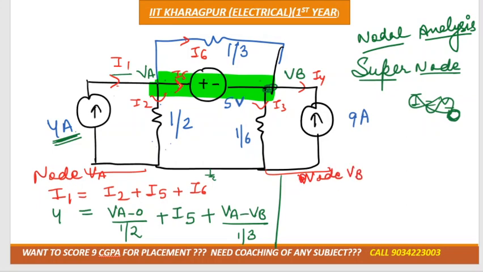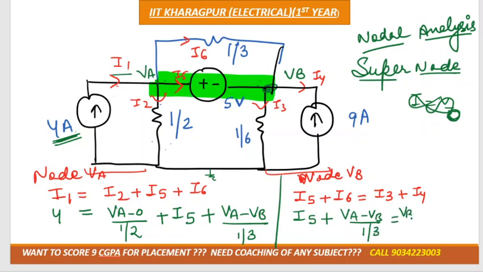For node VB, how much is the incoming current? I5 and I6 are the incoming current. I5 plus I6 would be equal to I3 plus I4. Correct? Again, I5 is a supernode current, so we'll write down I5 as it is. I6 is VA to VB, so that would be VA minus VB divided by 1 by 3. I3 is over 1 by 6, and I4 direction is... and the 9 ampere direction, are both the same or in the opposite direction? Tell me. Opposite. So that would be minus 9.